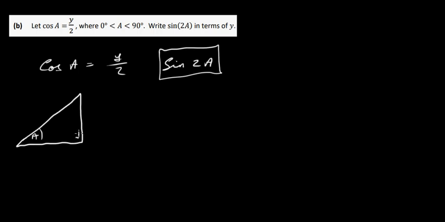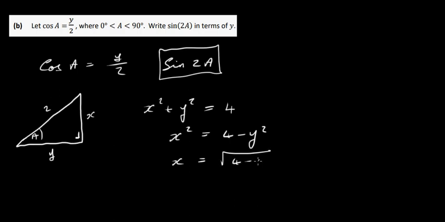So let's say this is 90 degrees here, and we know that the cos of A is y over 2, adjacent over hypotenuse. So let's work this value out. We'll call it x, so that we'll be able to write down the sine of A as well. So x squared plus y squared will give us 2 squared, which is 4, by Pythagoras' theorem. So x squared is equal to 4 minus y squared. Our x here is just the square root of 4 minus y squared.